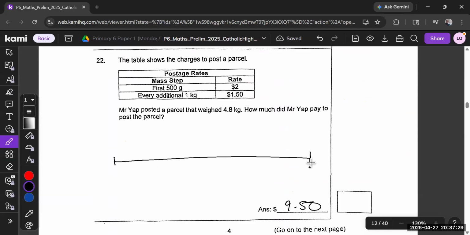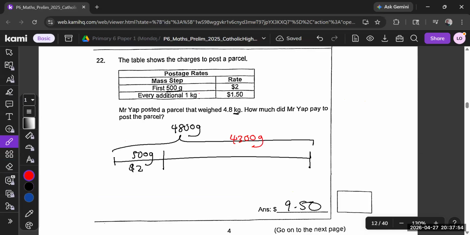Okay, how do you do this? Line method. So you have 4.8 kg, and you can see kg and grams, right? So you may want to change the kg to grams. Then you cut the first 500 grams, and that will be $2. And then there's a remainder of 4,300 grams, which is how many groups of 1 kg? So you just cut 1 kg, 1,000, 2,000, 3,000, 4,000, and then there's a part thereof.